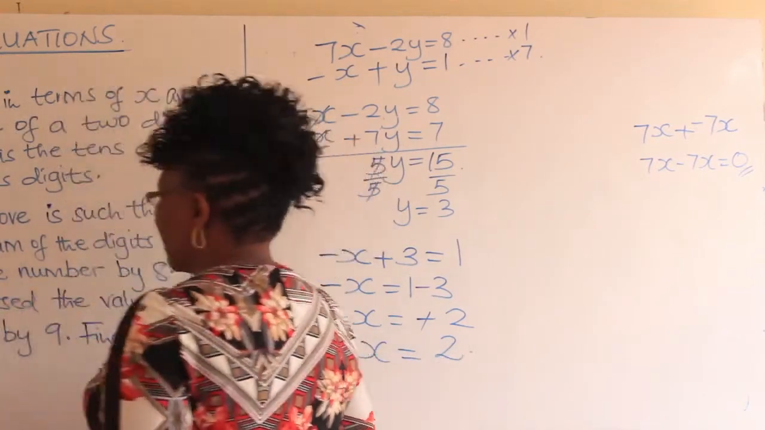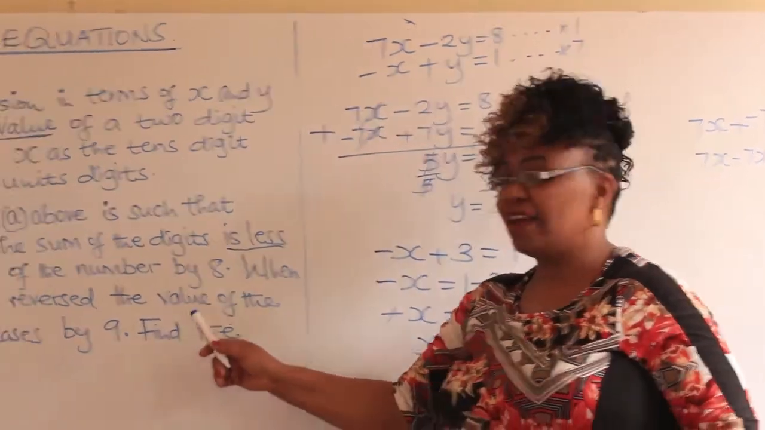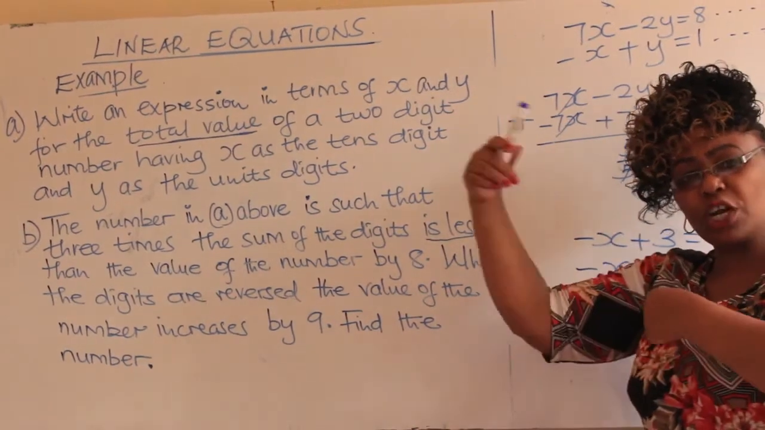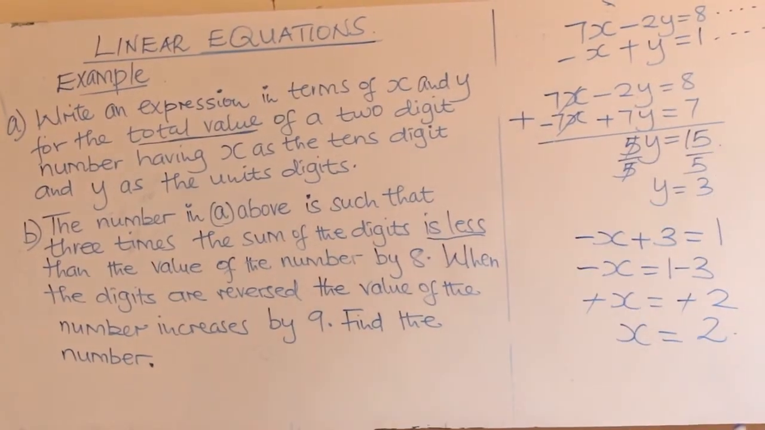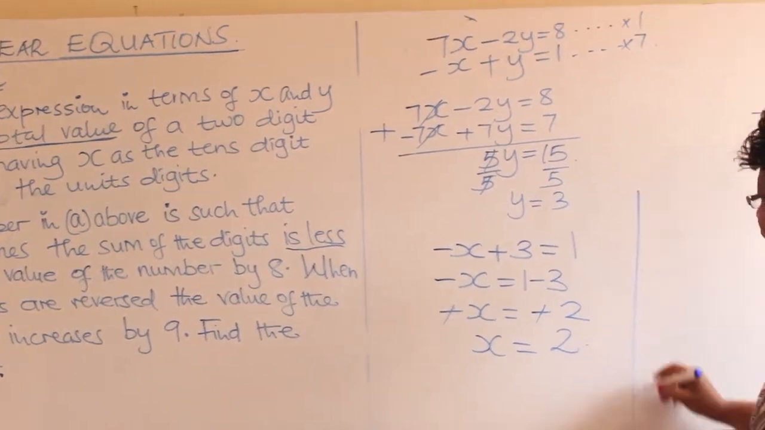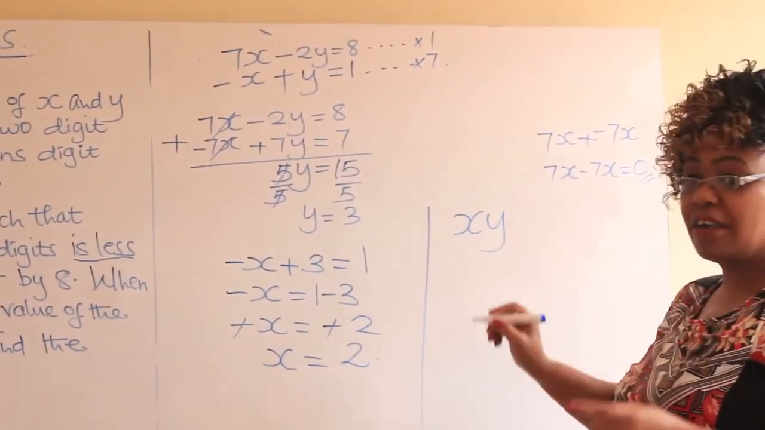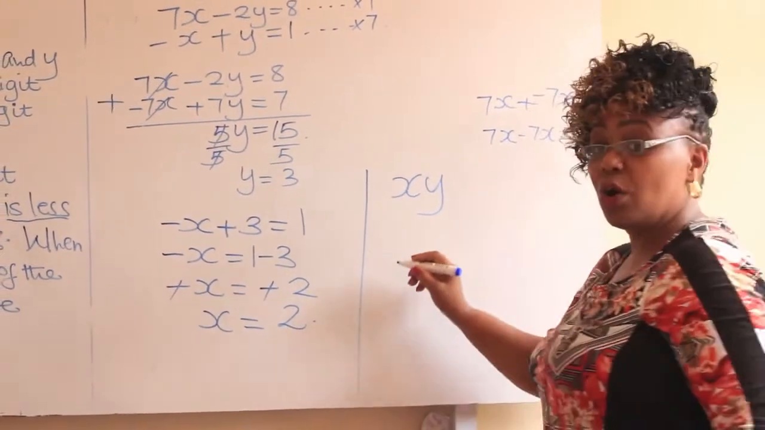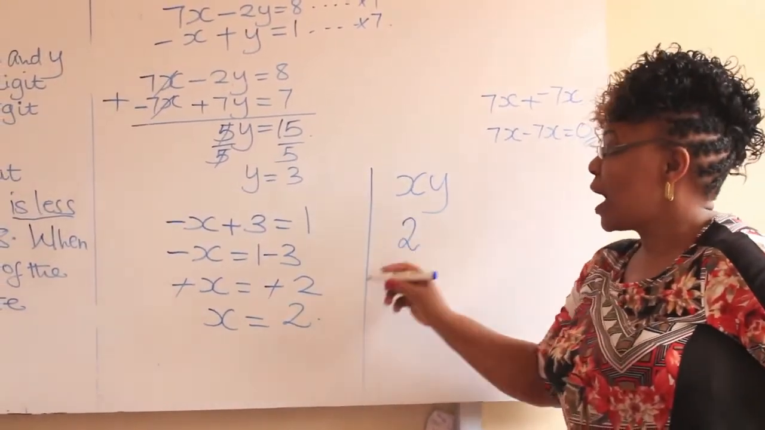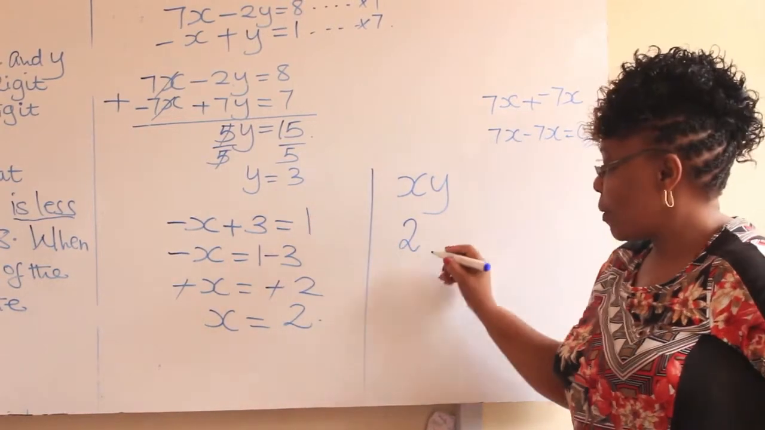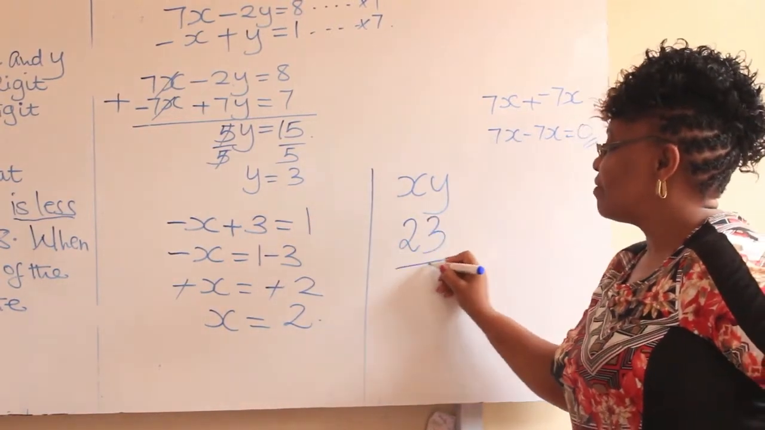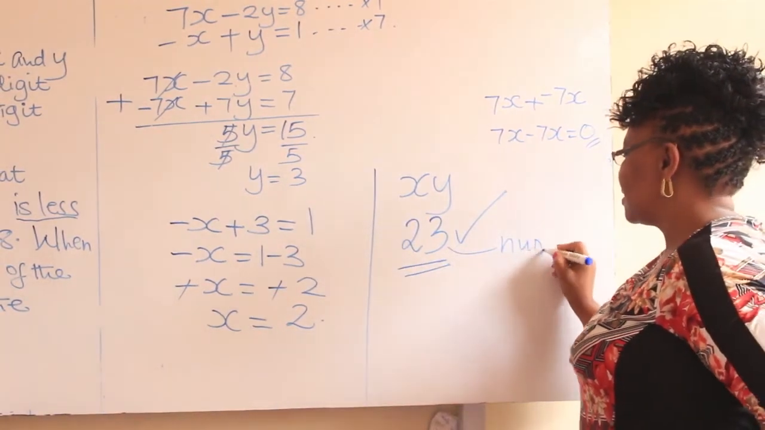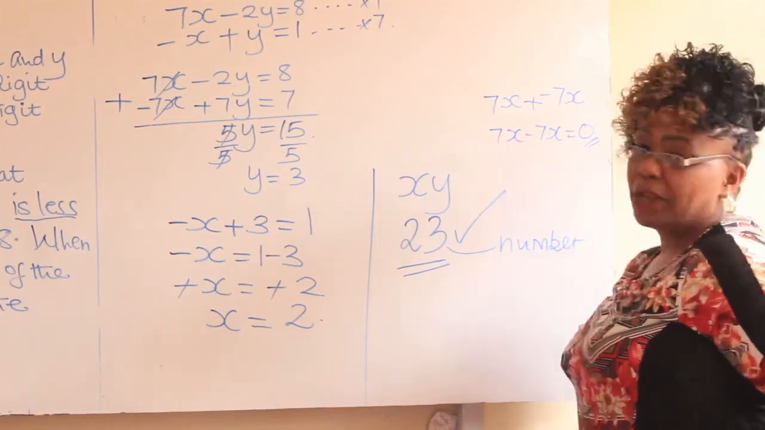So the question is, find the number. What is this original number? Our number was xy. Our x is 2, our y is 3. And therefore, this is the original number.